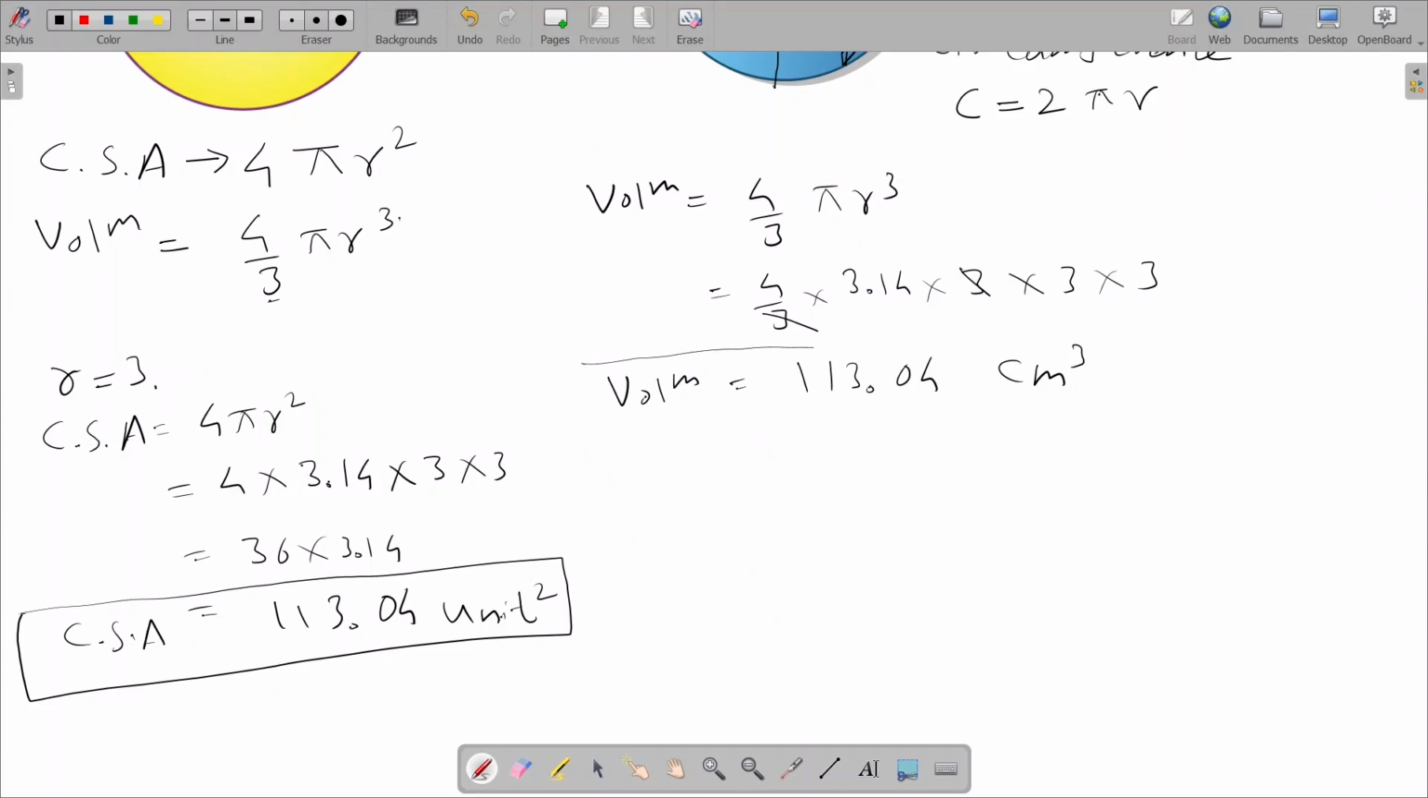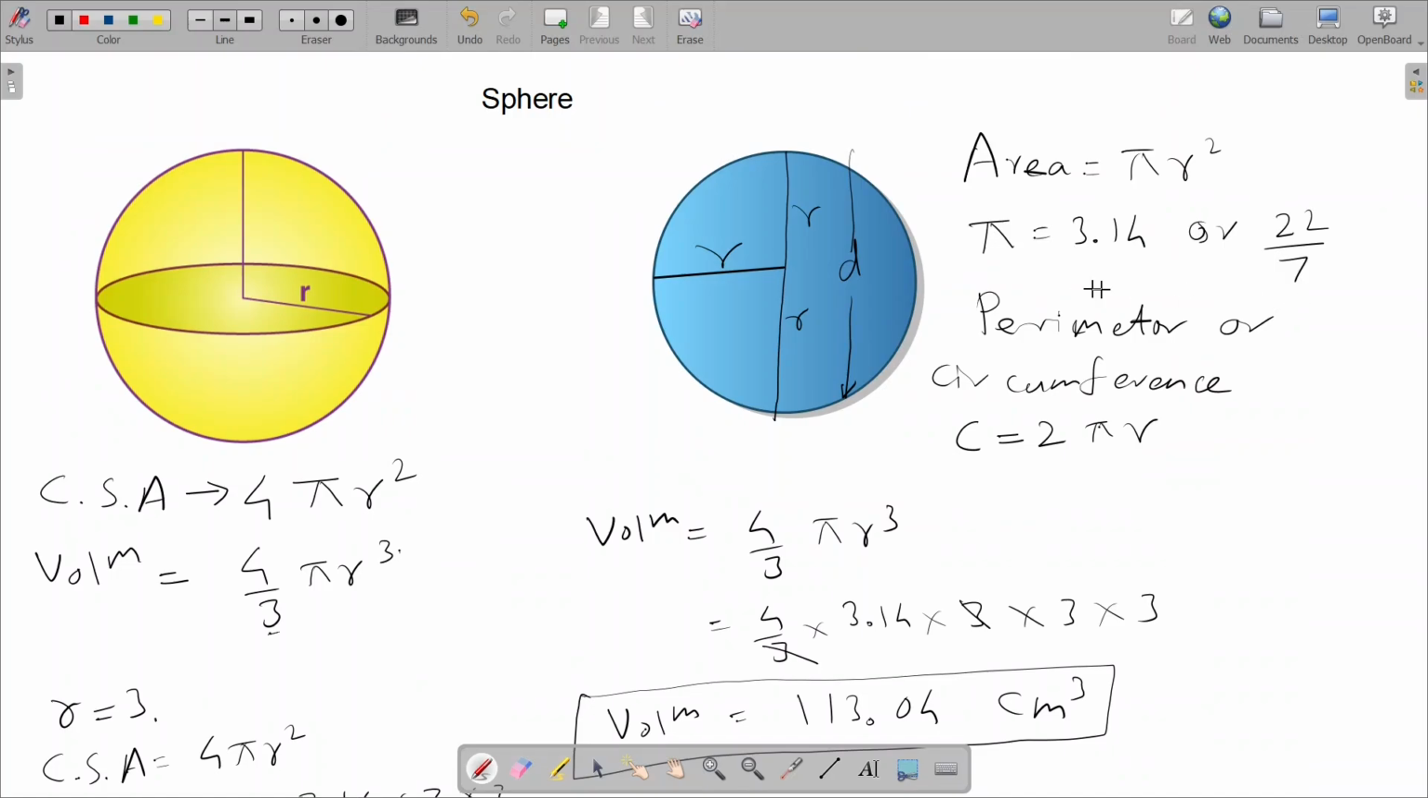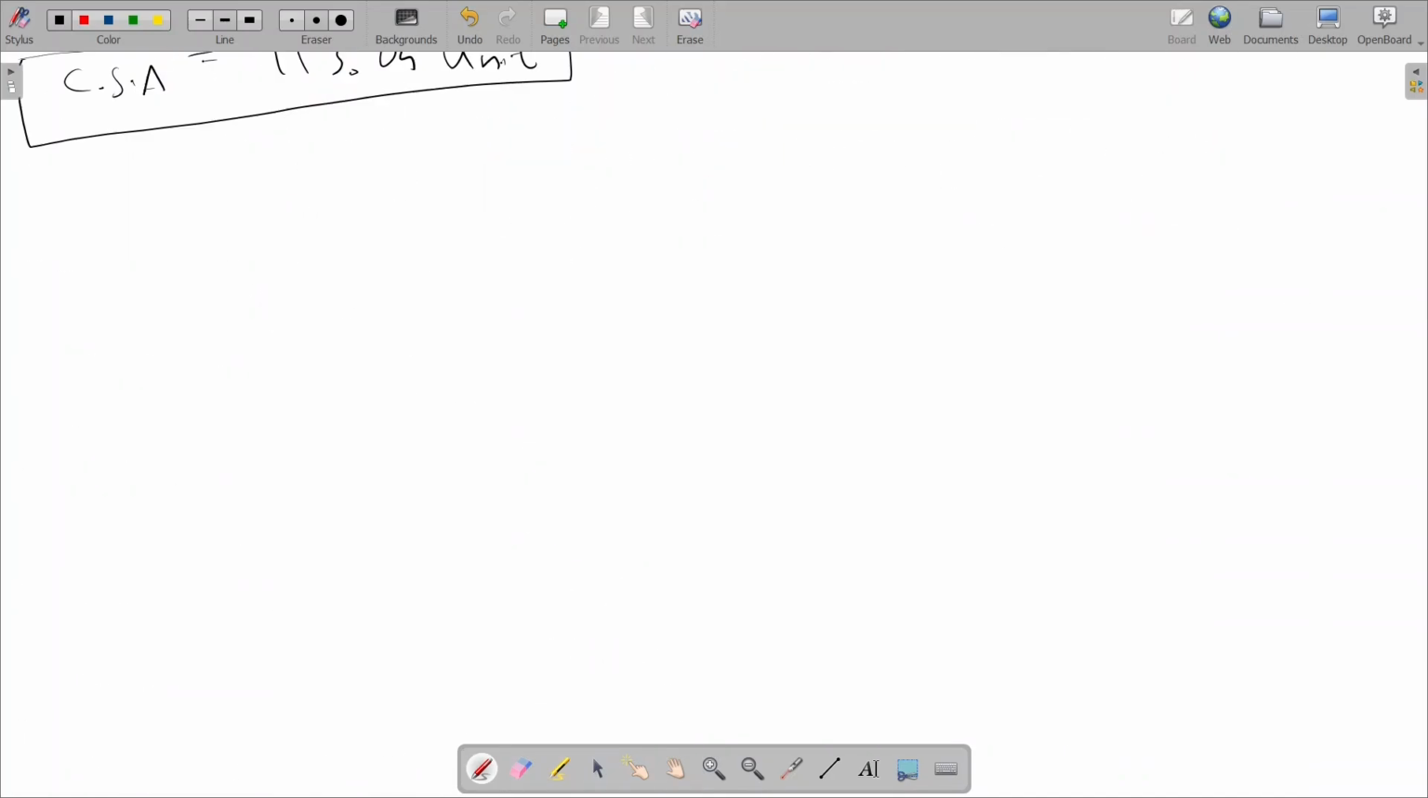This was a lucky sum. The volume and the surface area are the same, just the unit will be different, nothing else. And students do get doubt. They ask when to use the value of pi as 3.14 or 22 by 7. So this is the trick I have.